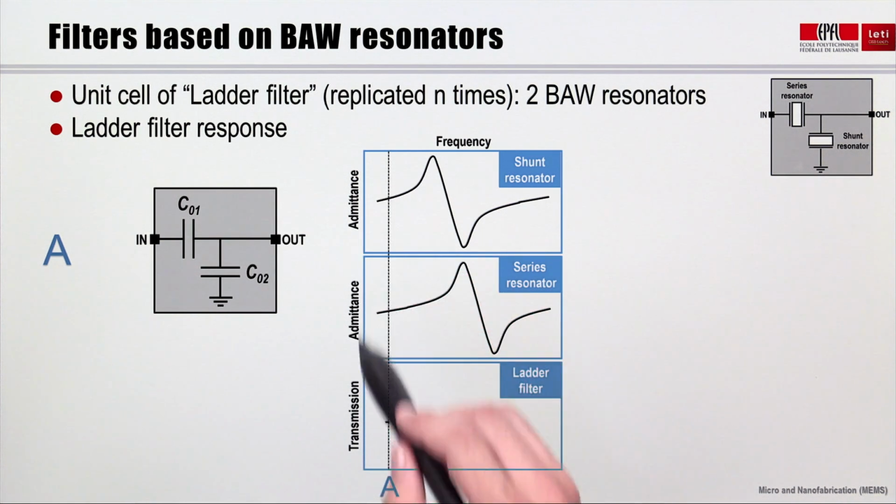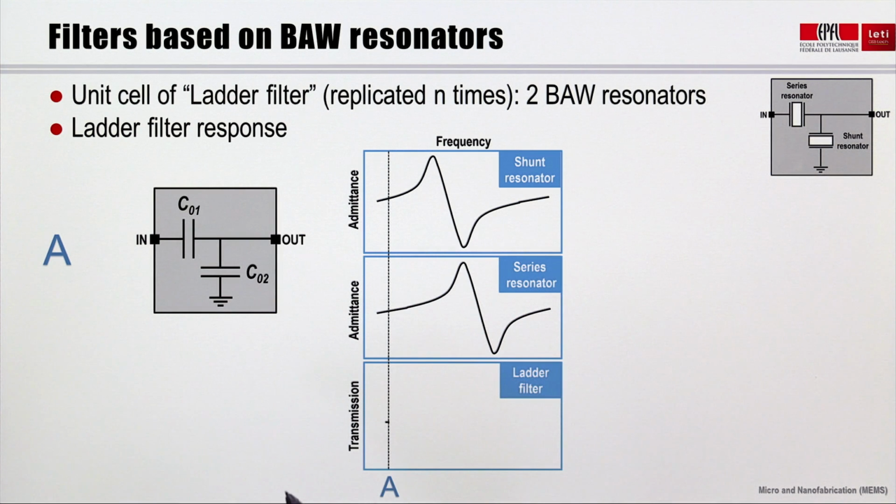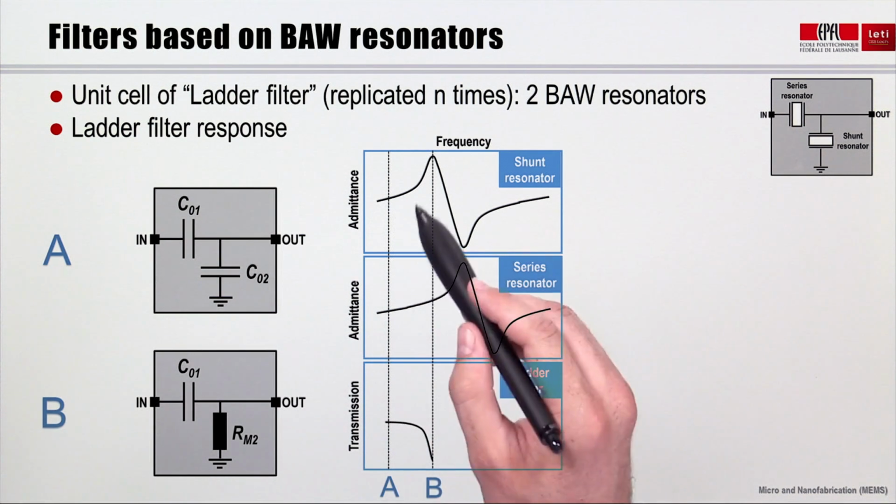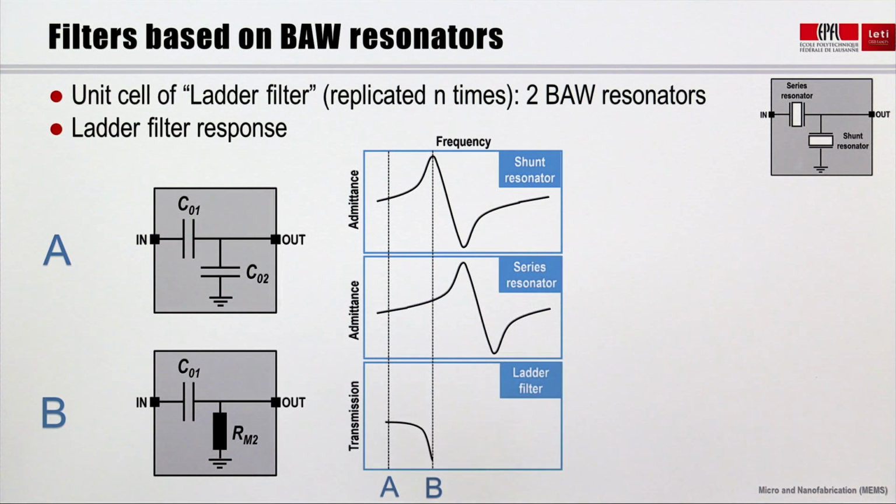both resonators are far from their resonance frequency. Therefore, they both behave as capacitors. In state B, the series resonator is still far from resonance, and it behaves as a capacitor, while the shunt one is at resonance. In other words, its impedance is minimum. In fact, in this state, its impedance is equal to its so-called motional resistance, which is less than 1 ohm. As a consequence, the output node is almost grounded and there is no signal transmission.